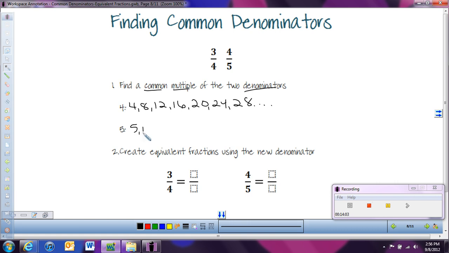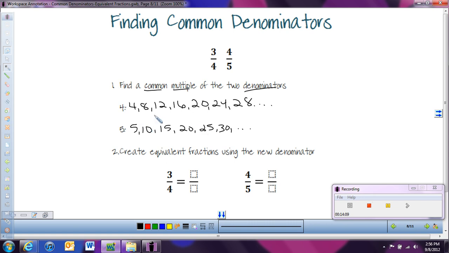5 would be like 5, 10, 15, 20, 25, 30, and I would keep going on from there. When we're looking for multiples, multiples are always bigger than the number that we started with, because what we're trying to do is find what kind of pieces will fit into both a fourth and a fifth. And they're obviously going to be smaller pieces, and these would be smaller pieces because they're our denominator.